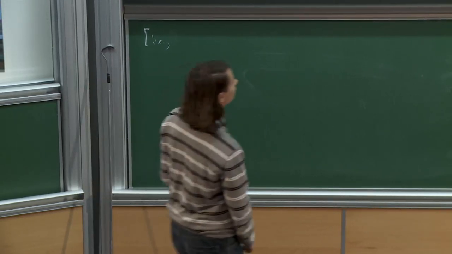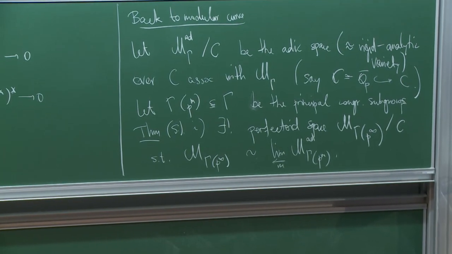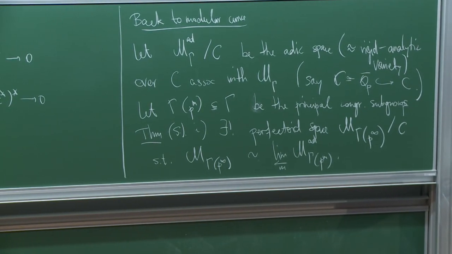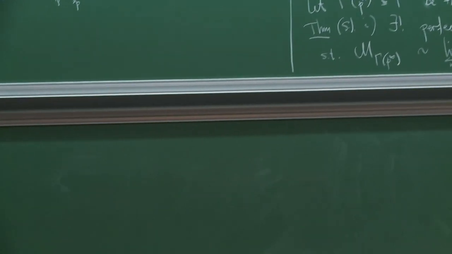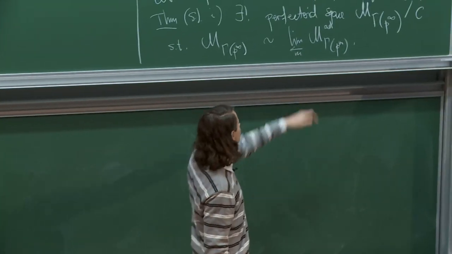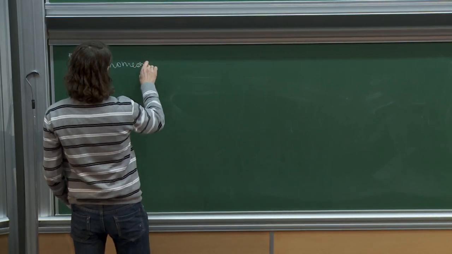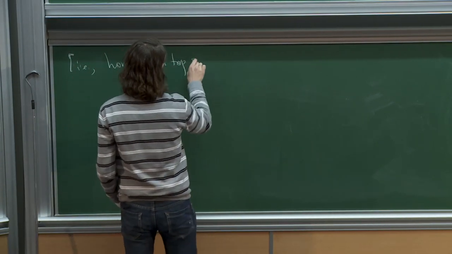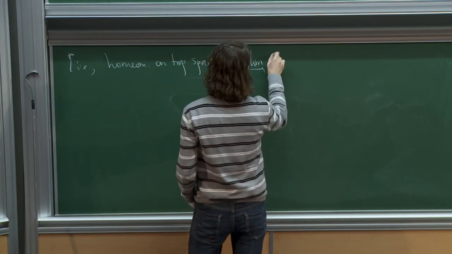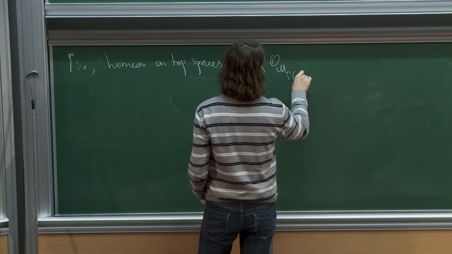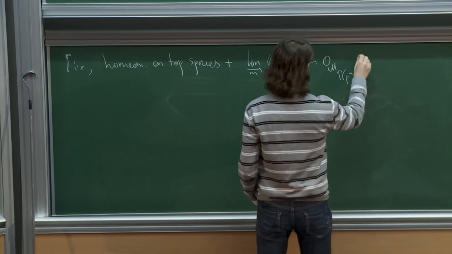So what does it mean, being similar to? These adic spaces are actually locally ringed spaces equipped with some valuations. So they really have an underlying topological space and not just some Grothendieck topos. And this condition means, first of all, that you get a homeomorphism on underlying topological spaces, plus a condition which says roughly that if you take the direct limit of the structure sheaf at finite level and map this to the structure sheaf at infinite level, that this has dense image.